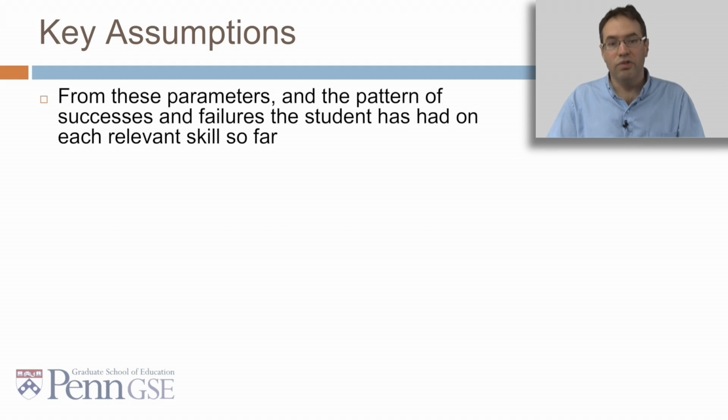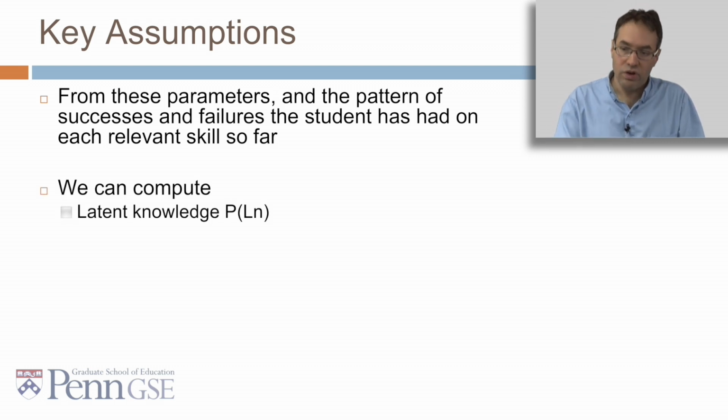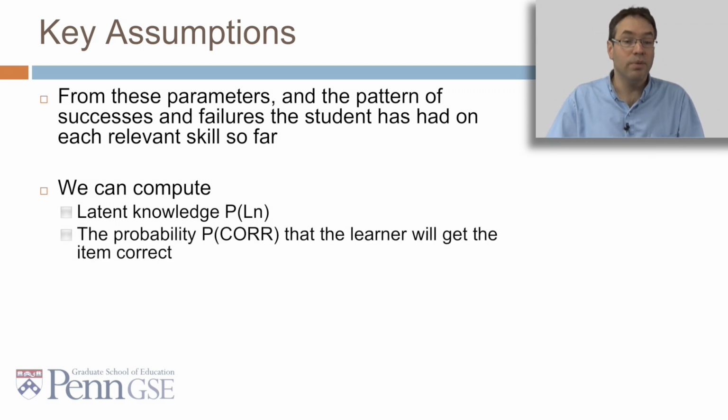From these parameters and the pattern of successes and failures the student has had on each relevant skill so far, we can compute the student's latent knowledge, P(Ln). How probable is the student to know the skill they're currently working on? We can also compute the probability, P(correct), that the learner will get the item correct.